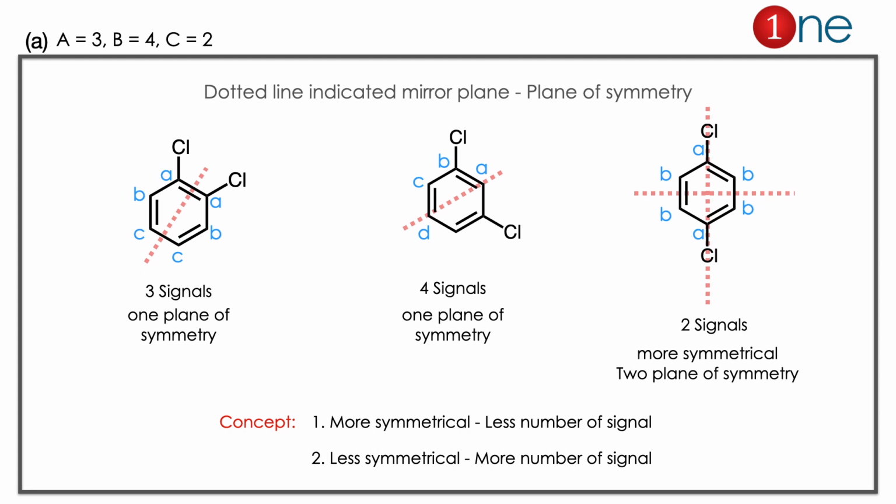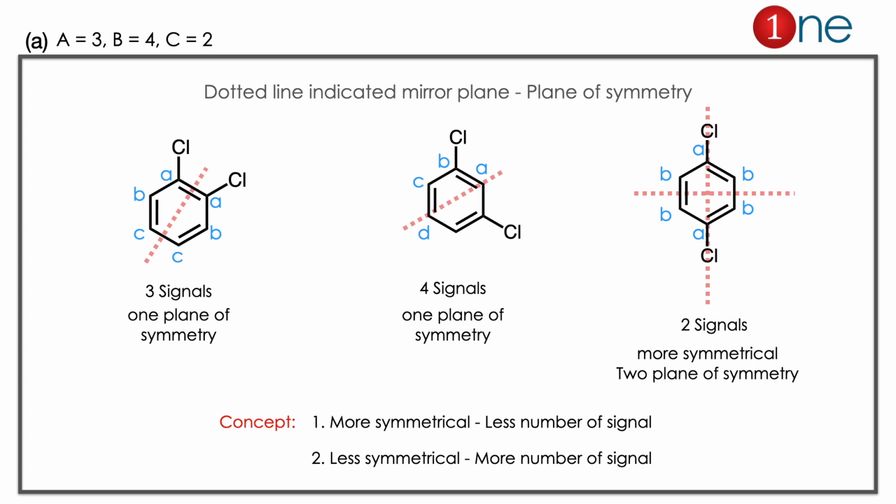The first step of identification of signals is identifying the symmetry. So for all 3 compounds we have to write the symmetry elements. If you look at A, it has a plane of symmetry. It bisects near the 2 chlorine atoms. So it has 3 signals, A, B, C. The reflection side will have the same signals, so it has only 3.